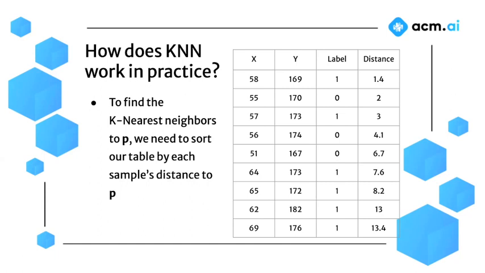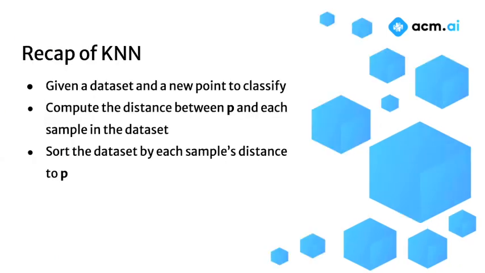So in this case, what would we classify our new point P as? Yeah, 1. These are our first 3 distances: 1.4, 2, and 3. 2 of them are 1, and so that's the most common answer we're getting. We're going to classify it as a 1.